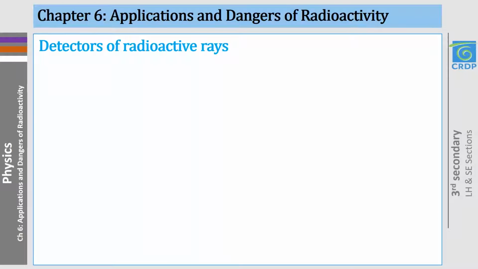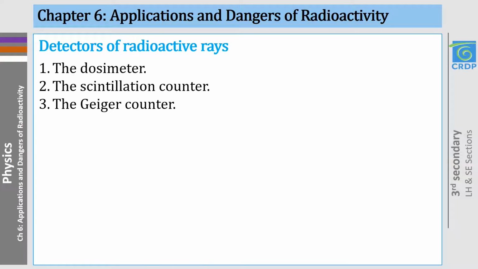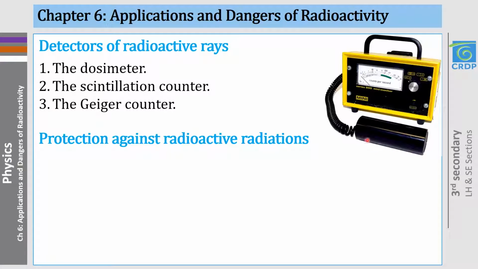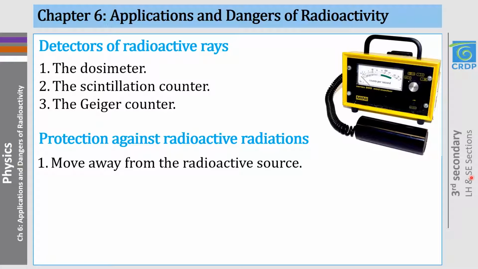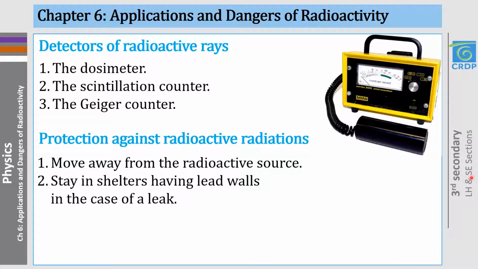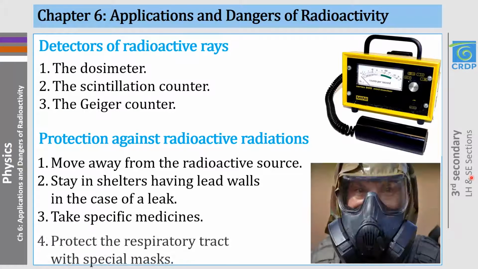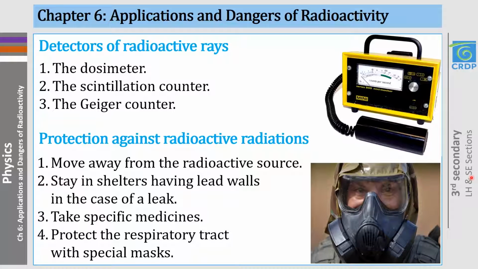How do we detect radioactive rays? With a dosimeter, with a scintillation counter, or with a Geiger counter like the one in this figure. How do we protect ourselves against radioactive radiations? We have to move away from the radioactive source, stay in shelters having lead walls in the case of a leak, take specific medicines, protect the respiratory tract with special masks.